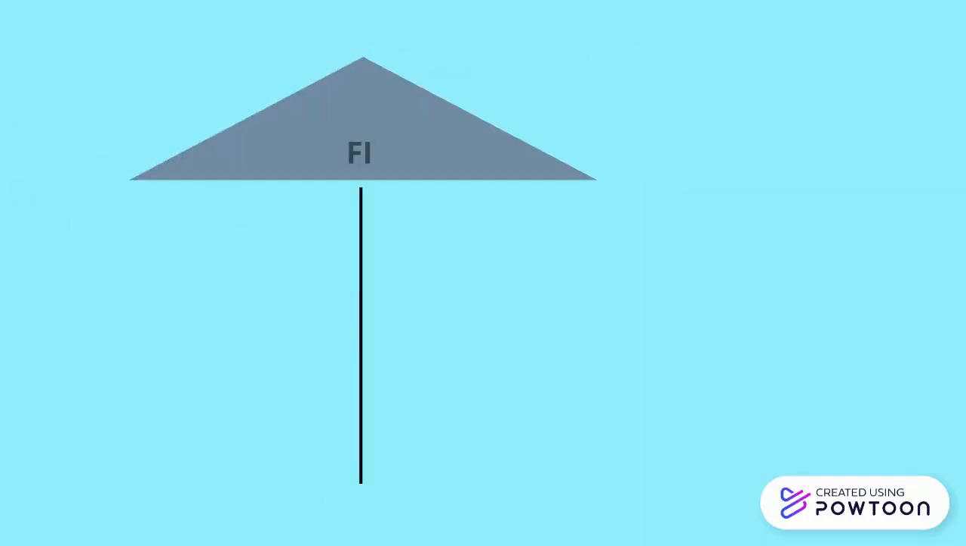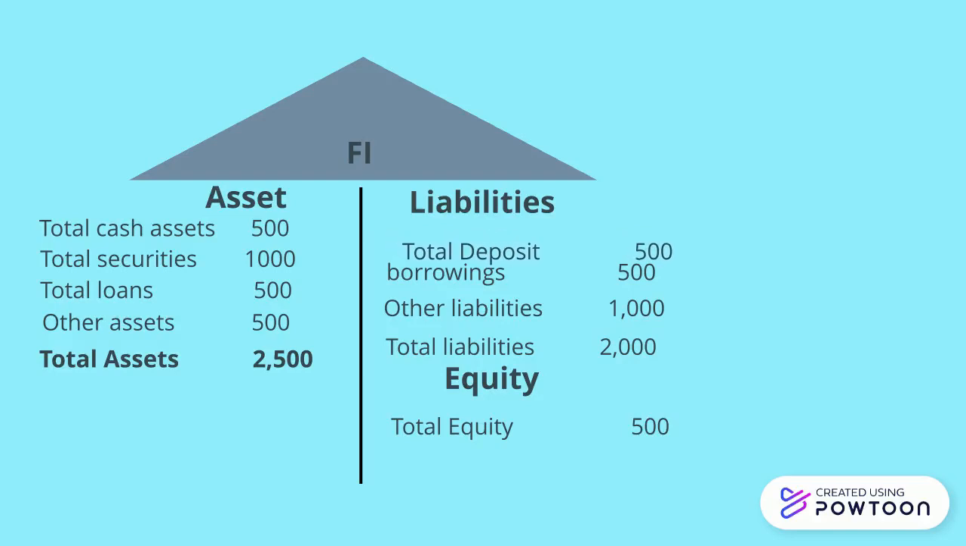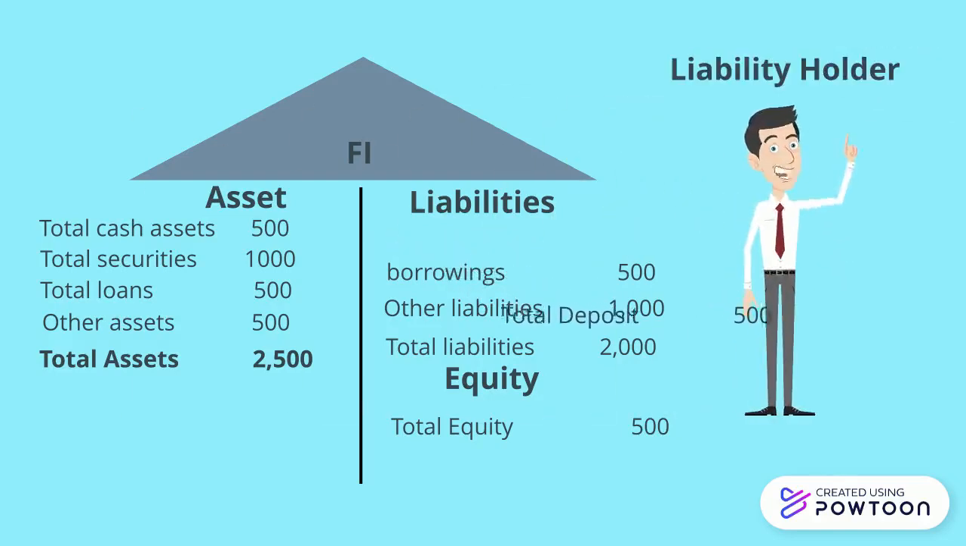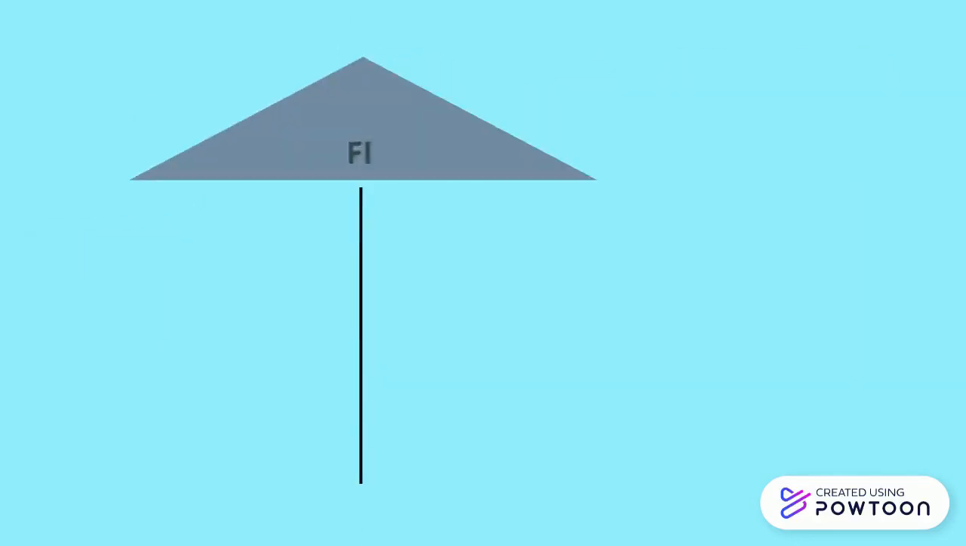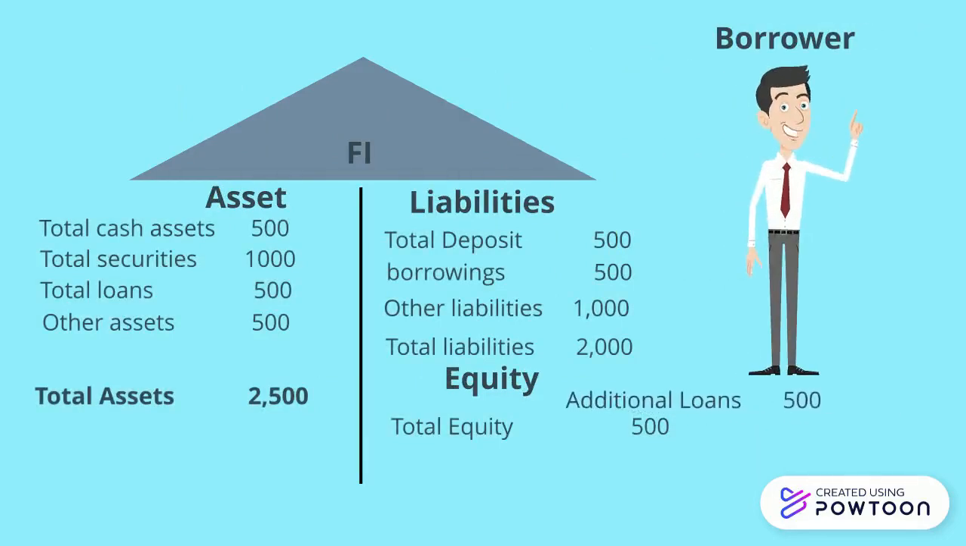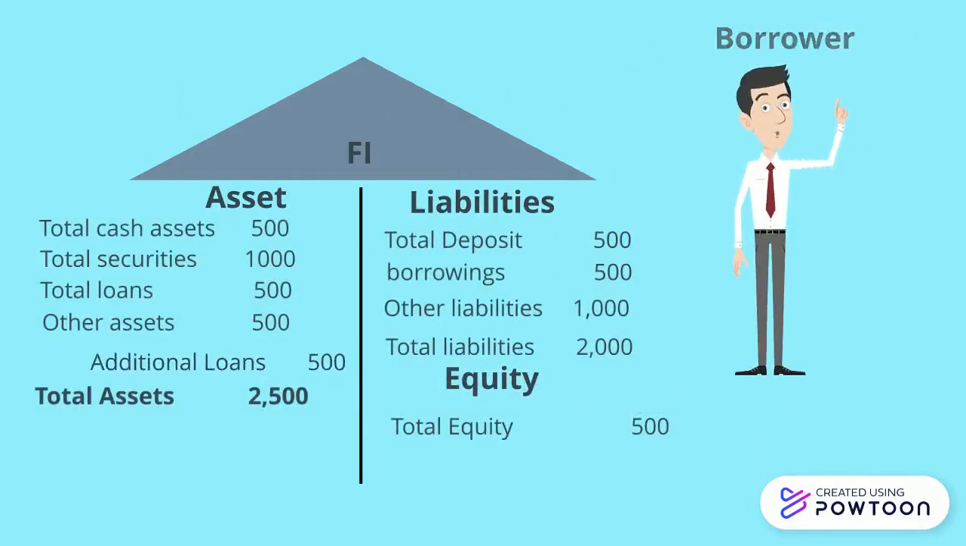There are two causes of liquidity risk. One is liability side, in which FI's liability holders, such as depositors or insurance policy holders, seek to cash in their financial claims immediately. Another is asset side, in which borrowers exercise their loan commitments and other credit lines.